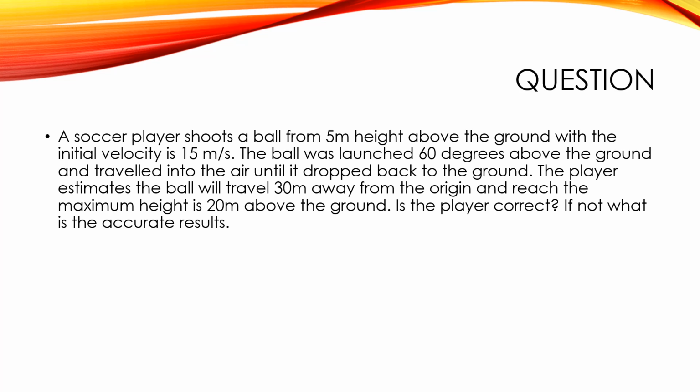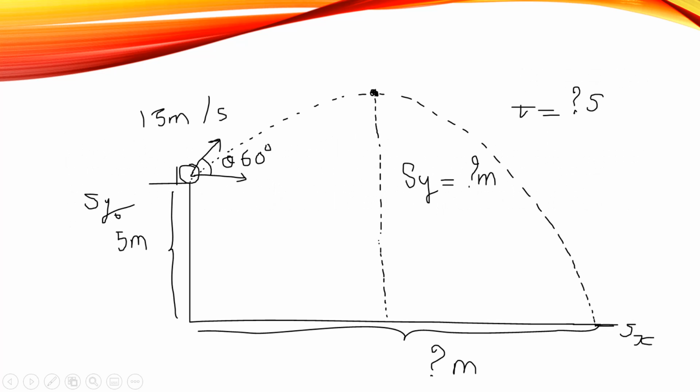So this is a type of projectile motion problem. So we will annotate what is given in this question. I have a diagram to show how the question is given. So there is a ball shot from 5 meters above the ground at 60 degrees. So it will shoot the ball over here with 15 meters per second initial velocity, and it will drop back to the ground at this point.